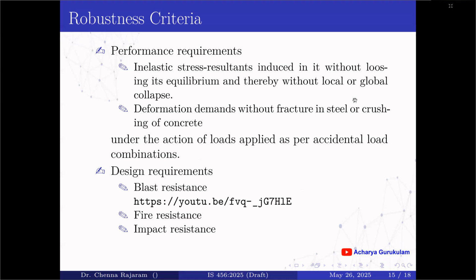Robustness criteria. Performance requirements are that the structure shall sustain the inelastic stress resultants induced in it without losing its equilibrium and thereby without local or global collapse. Deformation demands without a fracture in steel or crushing of concrete under the action of loads applied as per the accidental load combinations. The design requirements are based on the blast resistance, fire resistance, and impact resistance. For blast resistance, how we calculate the loads due to blast loads is given in the link provided.